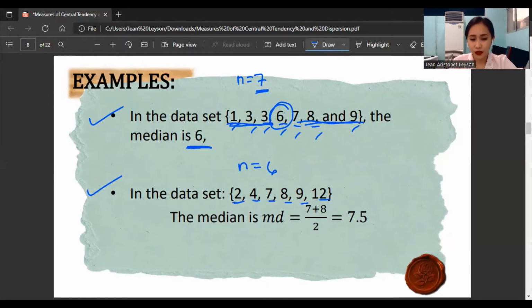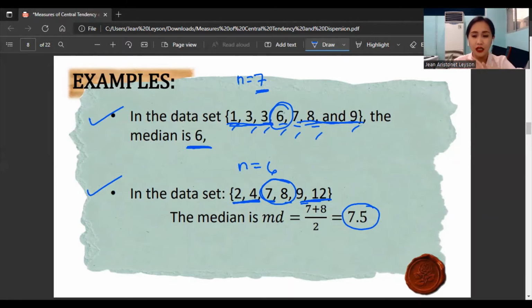So this is our lower half, that's 2 and 4. This is our upper half, that's 9 and 12. And we take the 2 middlemost numbers, that's 7 and 8. Add those numbers, then divide by 2. So here, our median is 7 plus 8, that is 15, divided by 2. That is 7.5.